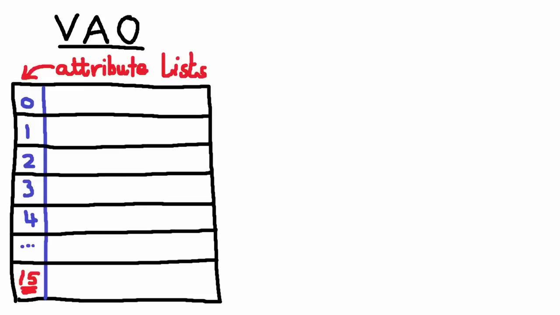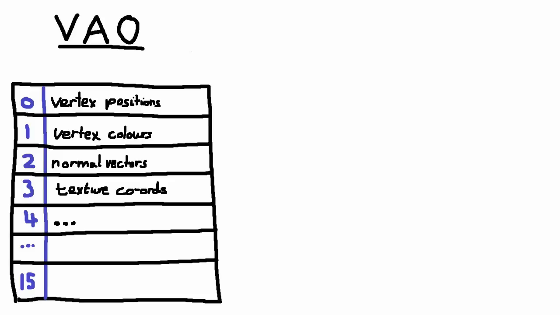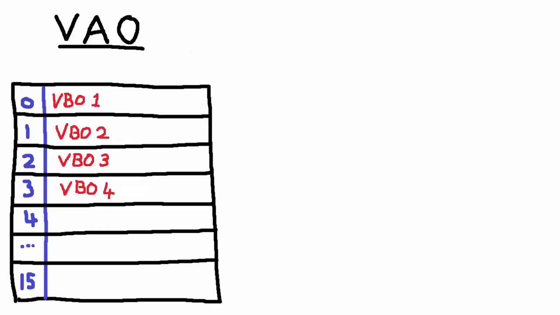But usually you store different sets of data into these different attribute lists. So in one you might store all the vertex positions, in another you could store the colors of all the vertices, or the normal vector at each vertex, or the texture coordinates at each vertex, or whatever you want really. It's up to you what data you store where. And these data sets are stored in the attribute lists as vertex buffer objects, or VBOs.